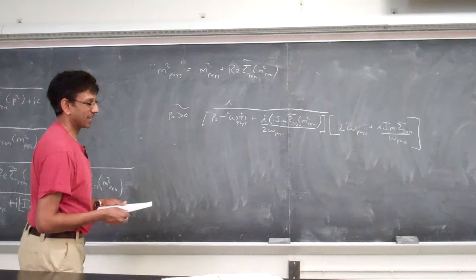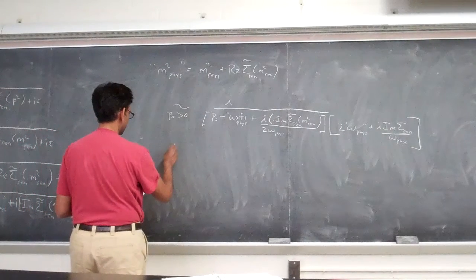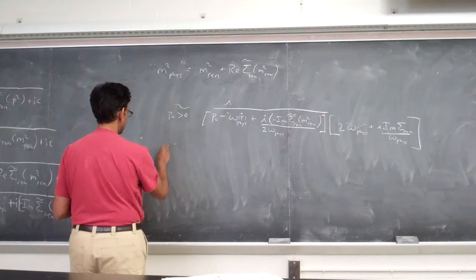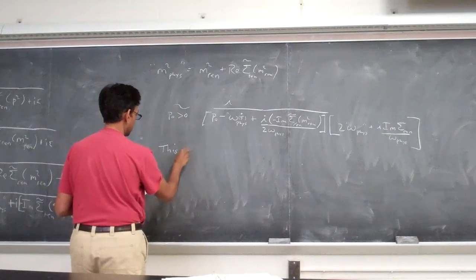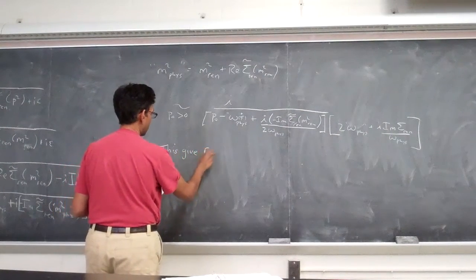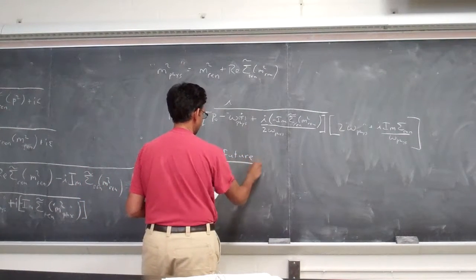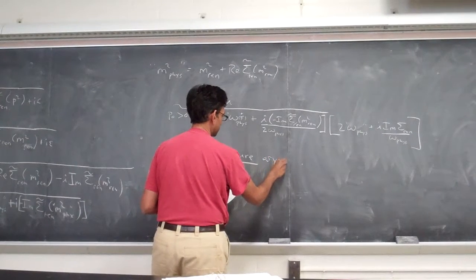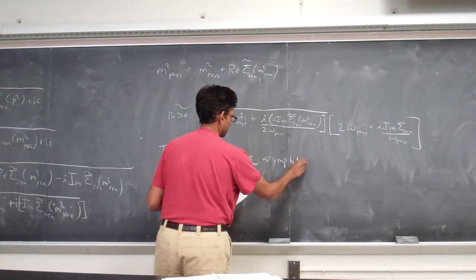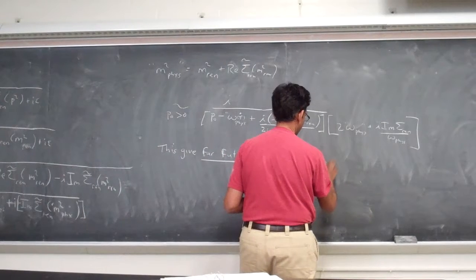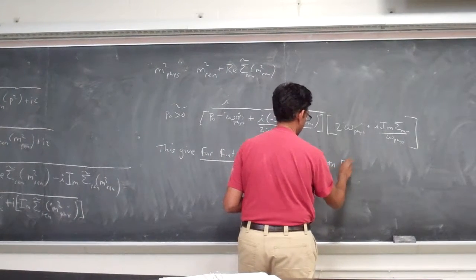What does this mean then? So let's consider the far future asymptotics, upon Fourier transformation.